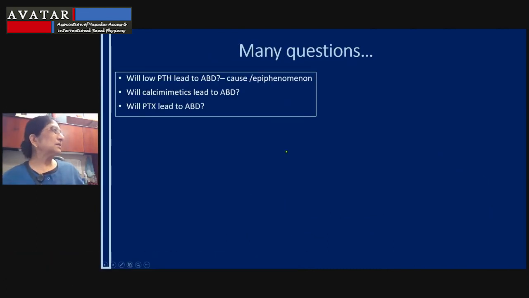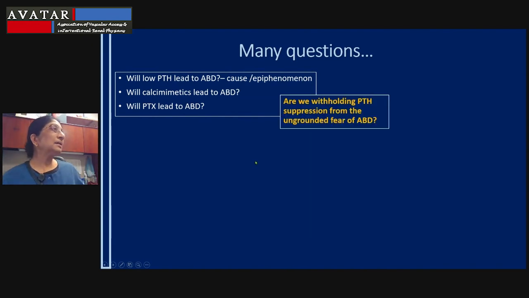So there are many questions, some of them concerning, in relation to adynamic bone disease. One of them is that if low PTH leads to adynamic bone disease, is there a danger in PTH suppression? Will calcimimetics lead to adynamic bone disease? Will parathyroidectomy lead to adynamic bone disease? And unfortunately, we sometimes hear soft answers saying that they would. And the concern there is, are we withholding PTH suppression from the ungrounded fear of adynamic bone disease, knowing that high PTH is maladaptive in our patients? So these are questions that certainly need a lot more resolution.